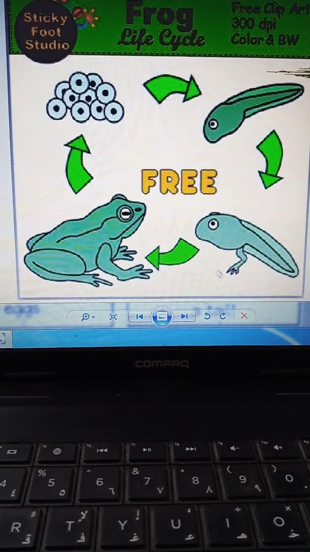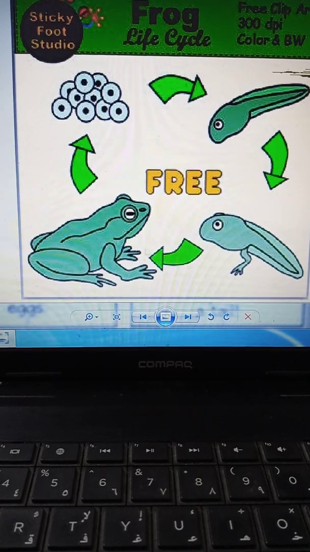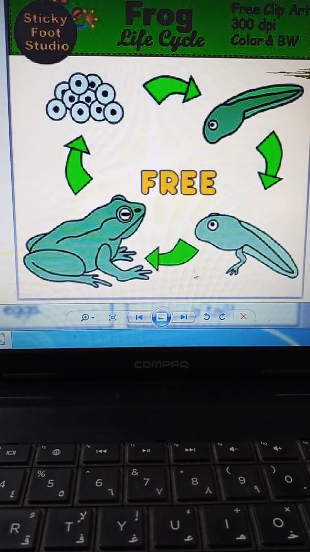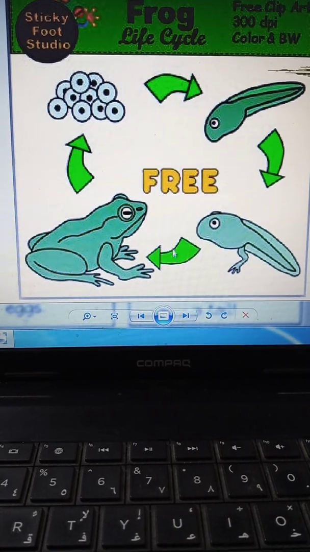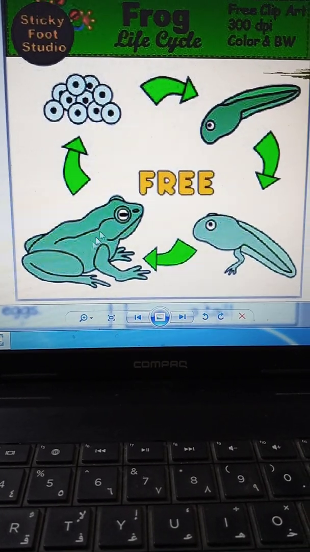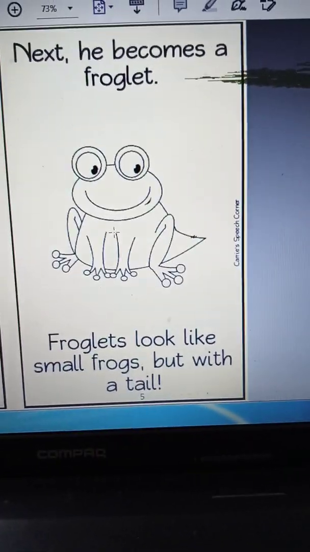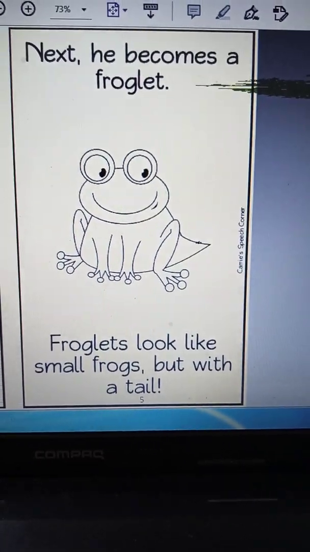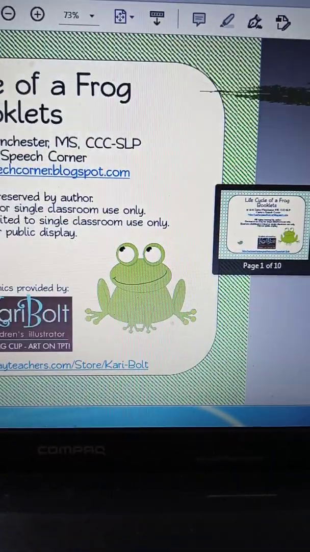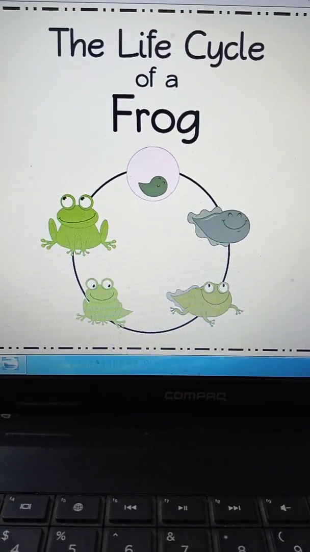And then there is something missing here. Before going to this frog, you're gonna find the little small froggy with a tail, and this is called froglet. And after the froglet, you're gonna find the adult frog. Here is the froglet. After the tadpole with legs, you're gonna find the froglet. And that was the whole story and the life cycle of a frog.